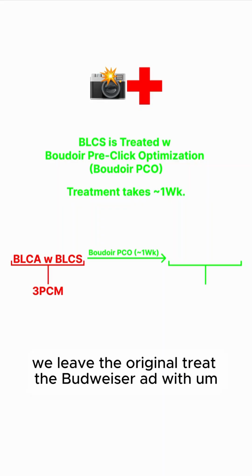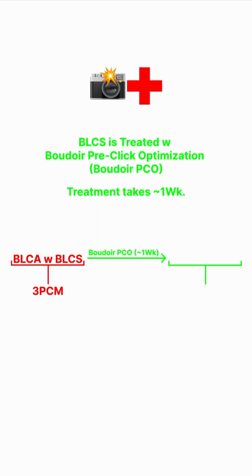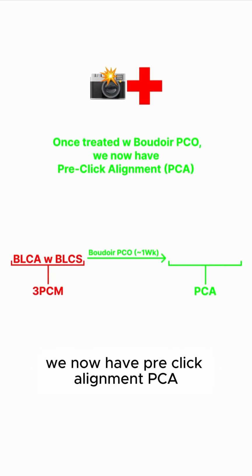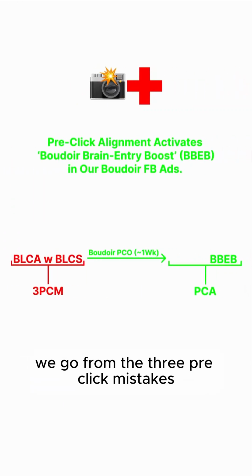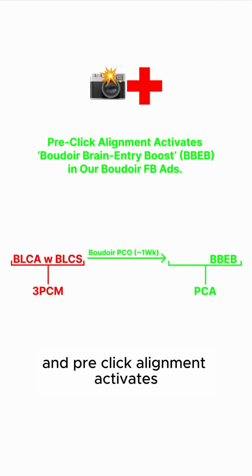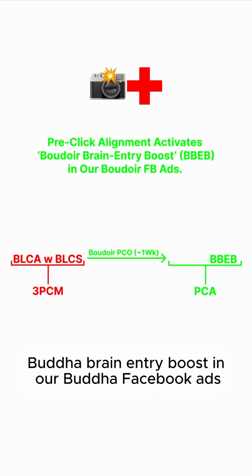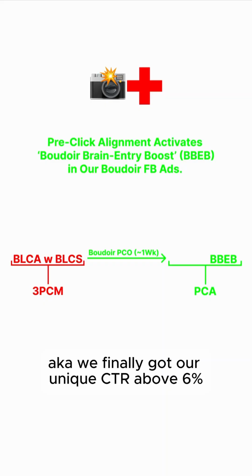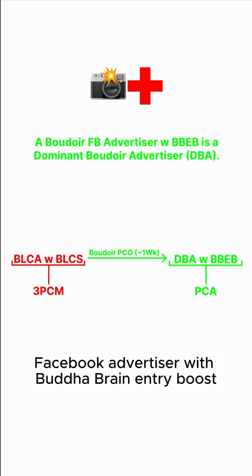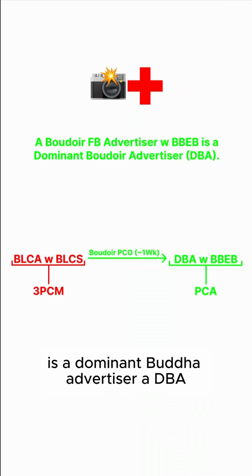We leave the original. We treat the Boudoir Pico ad and fix all these 3 pre-click mistakes. So once treated with Boudoir Pico, we now have pre-click alignment, PCA. So we go from the 3 pre-click mistakes to pre-click alignment. And pre-click alignment activates Boudoir brain entry boost in our Boudoir Facebook ads, aka we finally got a unique CTR above 6%. And a Boudoir Facebook advertiser with Boudoir brain entry boost is a dominant Boudoir advertiser, a DBA.